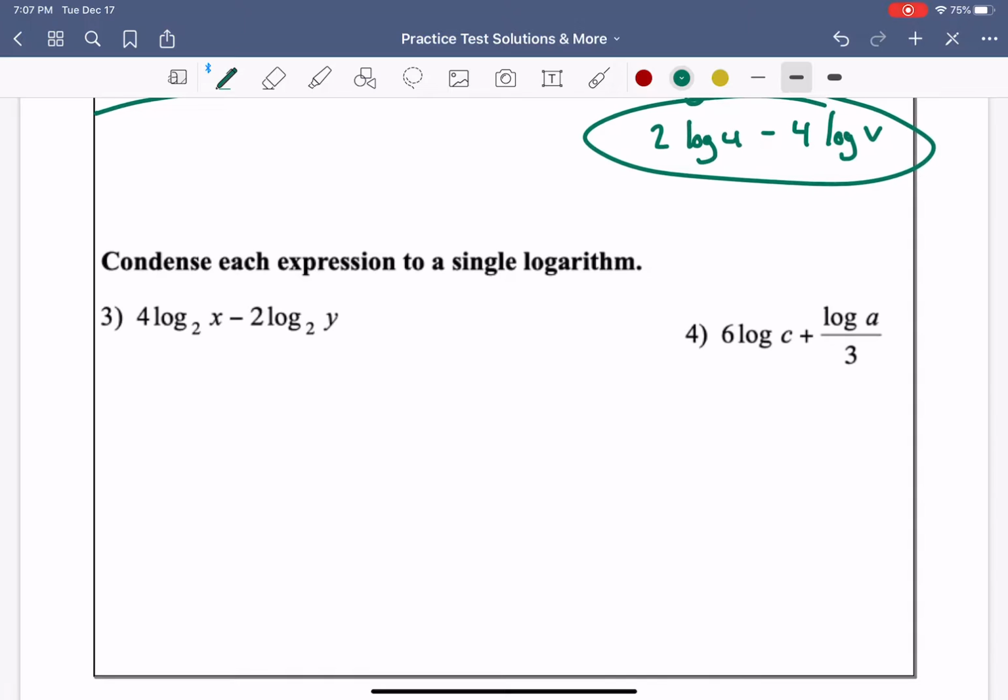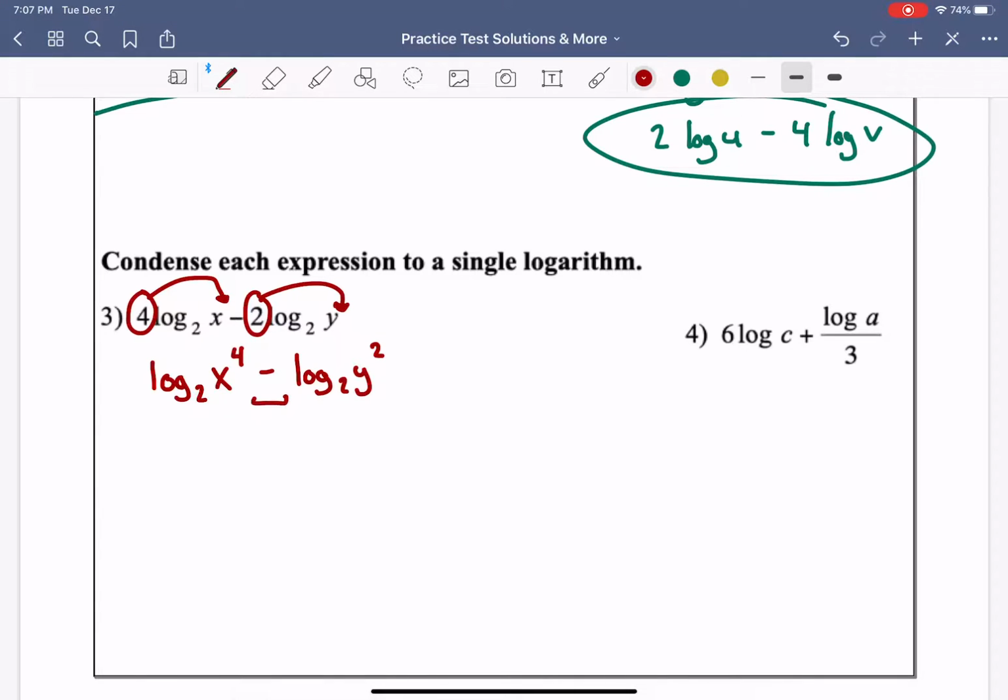Let's try to work the other way now. We have these two logs being subtracted. First, we have to deal with the coefficients, though. They turn into exponents for what the log is being taken of. So this will turn into log base 2 of x to the 4th minus log base 2 of y to the 2nd.